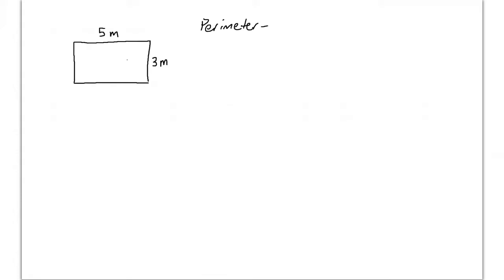With perimeter, hopefully you remember that perimeter is the rim. It's the edge, it's around, it's kind of the outside, and I'm going to trace around this perimeter. Now what I want you to see is that we can find the perimeter a couple of ways.